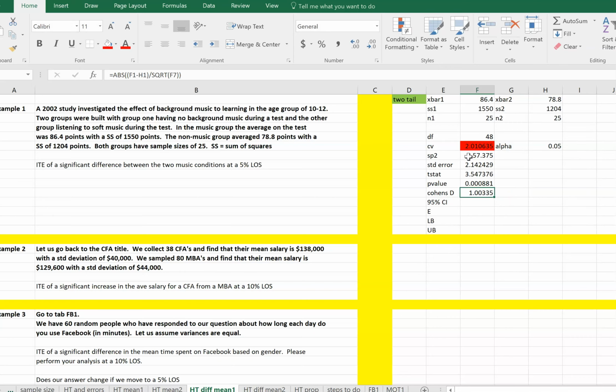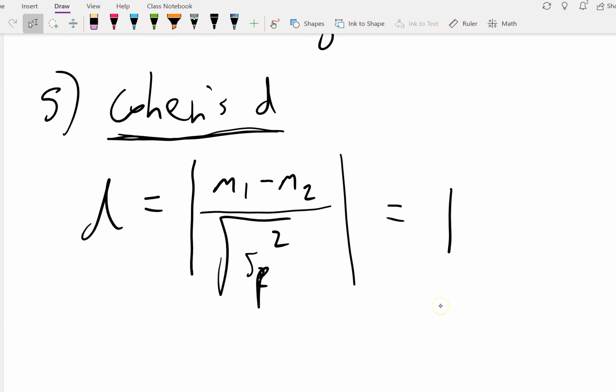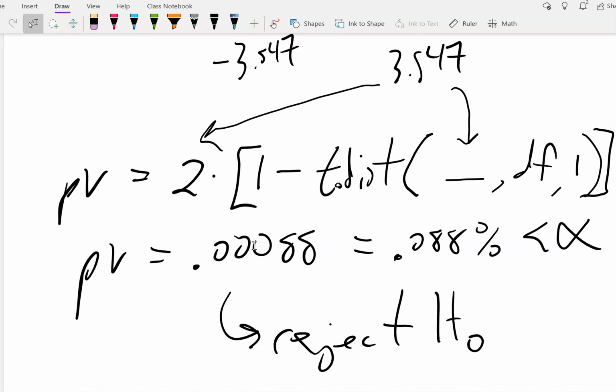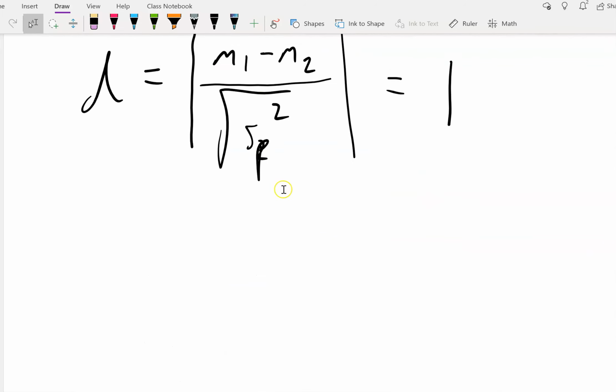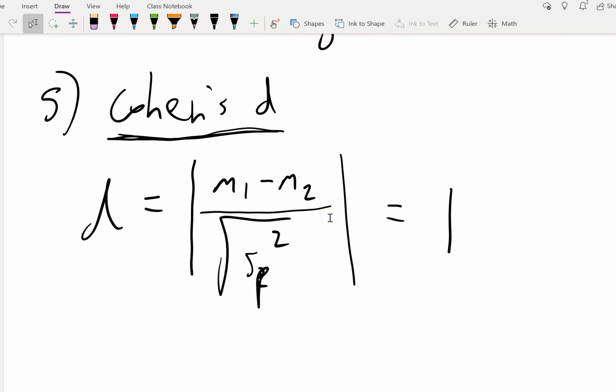Now, what does Cohen's D do? Well, let's go back to this now that I've calculated it out. Look at this formula. This formula does not rely on sample size at all. It only relies on averages and the pooled variance. If you look at the formula for the T statistic, it relied on sample size. The Cohen's D measure doesn't rely on sample size.